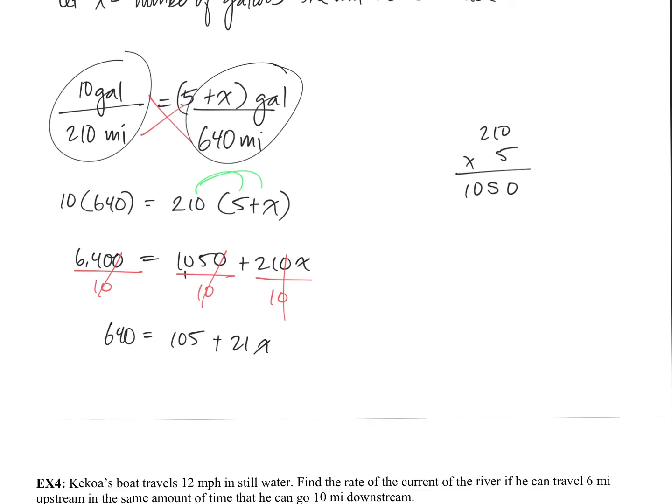Okay, so what are we doing? Well, we're trying to solve for x, right? So let's go ahead and keep solving for x. Let's minus the 105 from both sides. And what do we get?